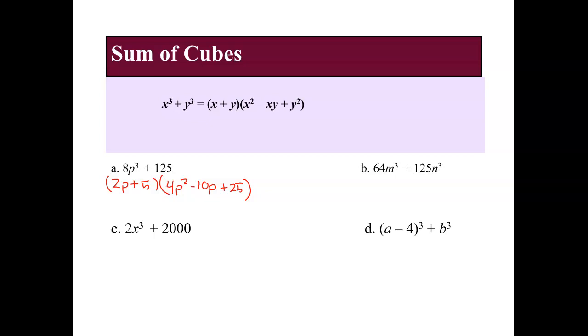Okay? B, 64m to the third plus 125n to the third. First term, 4m. Okay? Plus or minus? Plus what? Next term? 16m squared, minus, good, 20mn, good, plus 25n squared, good. Okay?